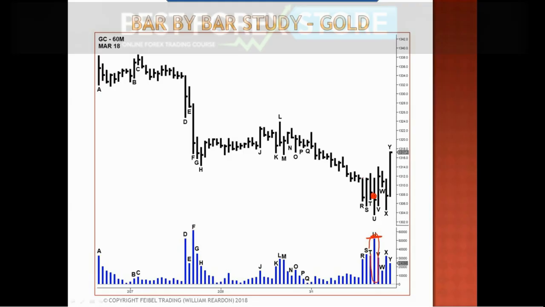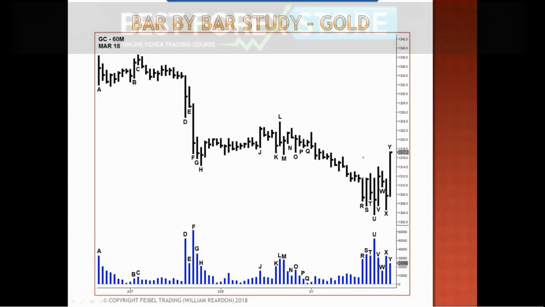Makes me feel uncomfortable if I was short. Okay, my spider sense is tingling. Why? With all that volume, can sellers only make that much progress? That's what I'd ask myself. I'd note that on the chart.